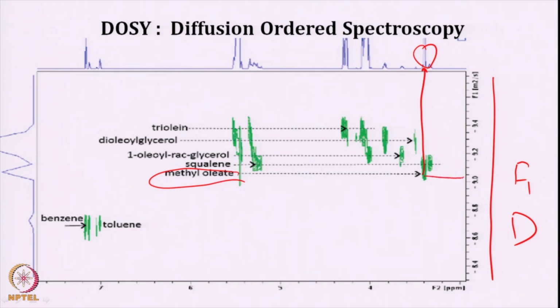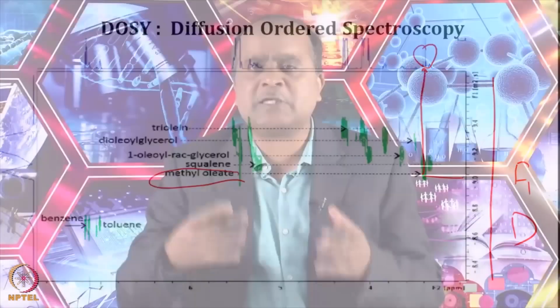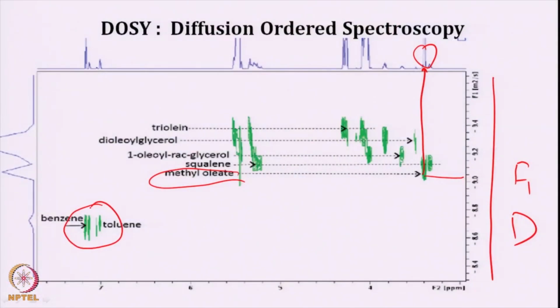Their diffusion coefficient is somewhere around -9. So we can differentiate on the basis of diffusion rate and chemical shift what these molecules are, and what all a mixture of molecules in solution contains. Those molecules have a different diffusion than a solvent like benzene or toluene.